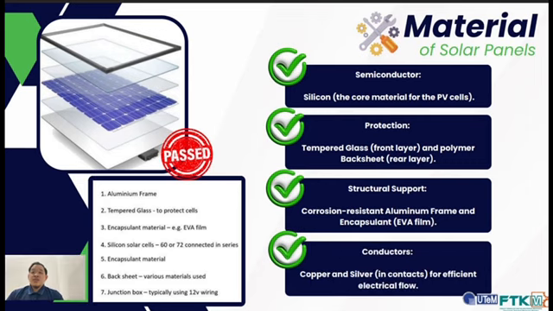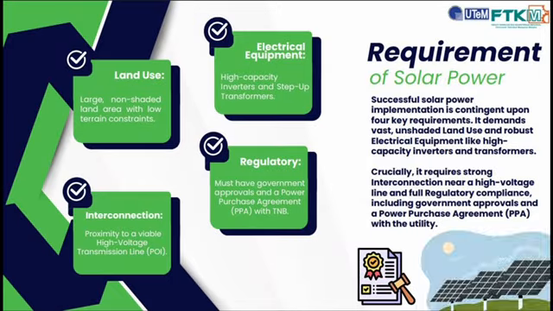And the next one is materials used. Solar panels mainly use silicon as the semiconductor, tempered glass and a backsheet for protection, an aluminum frame for strength, EVA as the encapsulant, and the last one is copper and silver as conductors.